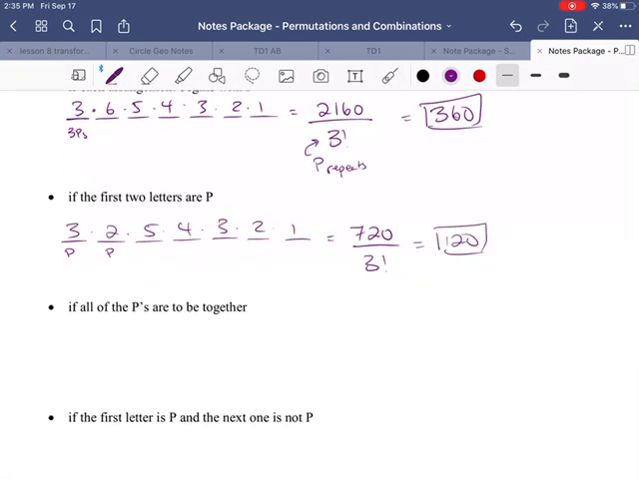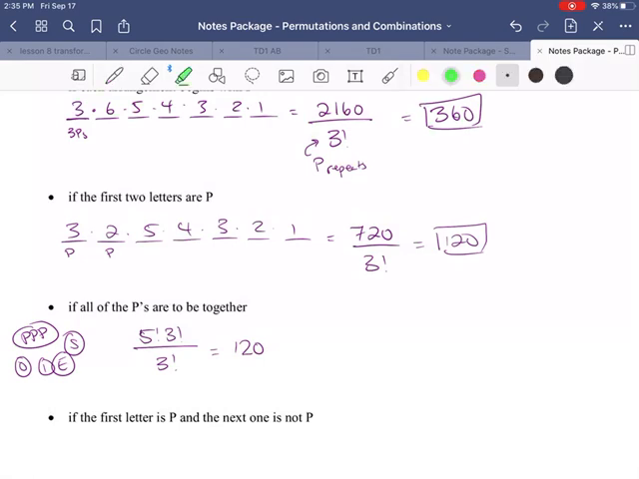If all the P's need to be together, so like that, and then we've got O, I, E, and S. So 5 factorial, 3 factorial, divided by 3 factorial gives us 120. Okay, the 5 factorial is the 1, 2, 3, 4, 5, so the number of ways that we could swap those tiles around.